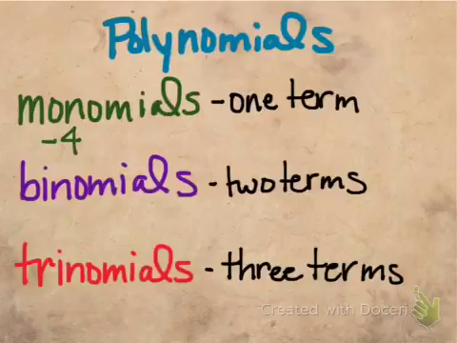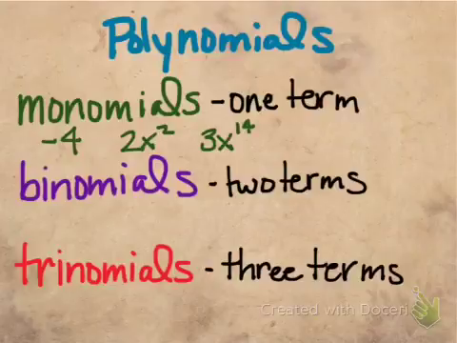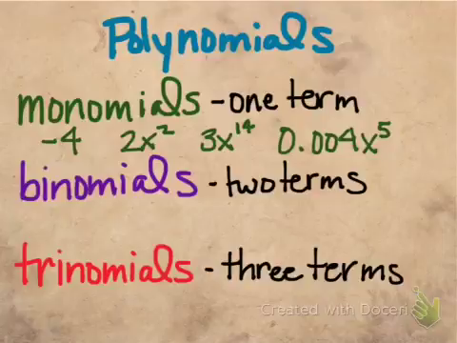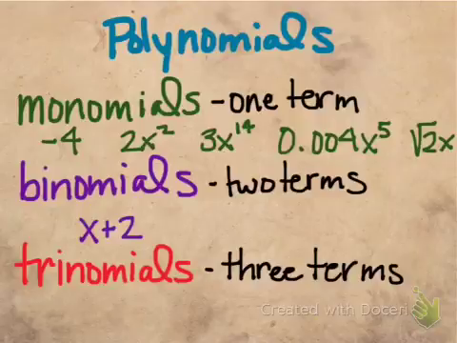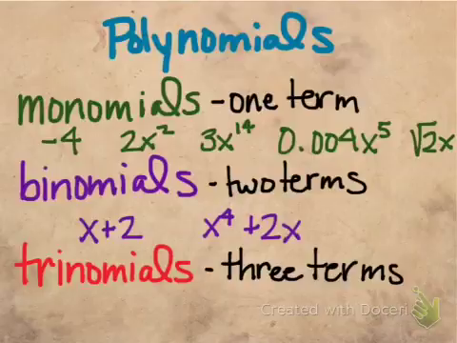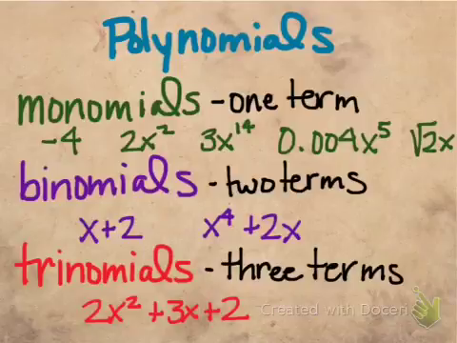An example of a monomial is -4, or 2x squared, or 3x to the 14th, or 0.004x to the 5th, or the square root of 2x. Binomials have two terms. Notice they're separated by the plus sign or the minus sign. So x plus 2 and x to the 4th plus 2x are examples of binomials. And a trinomial has three terms separated by addition or subtraction symbols.